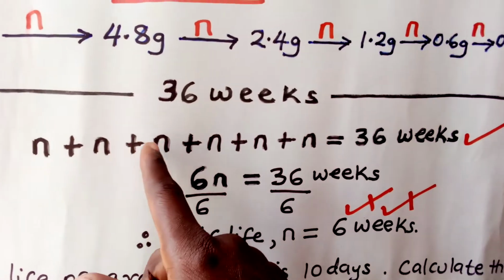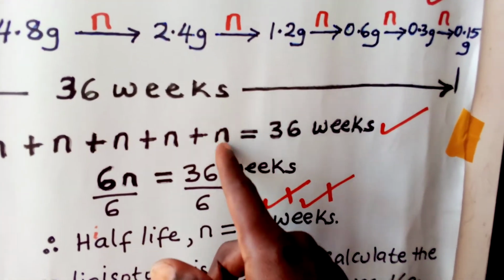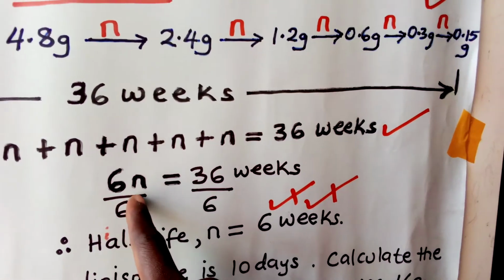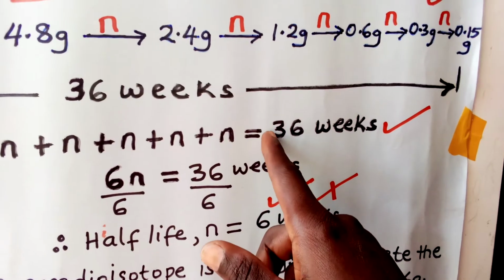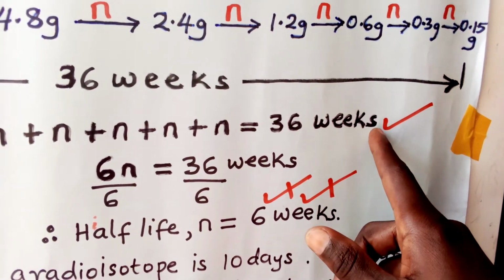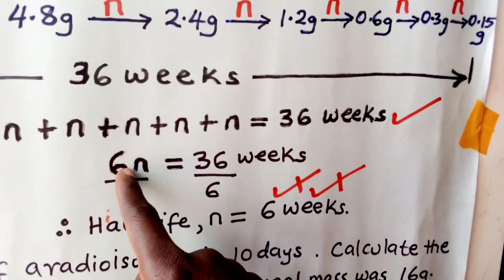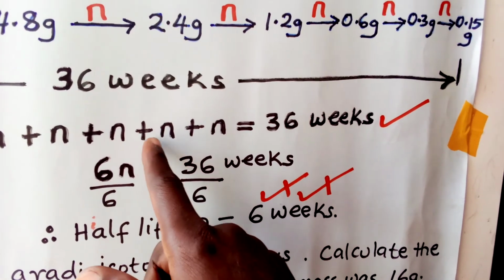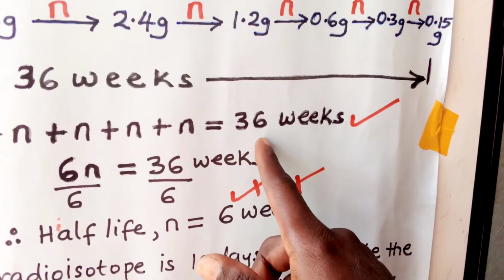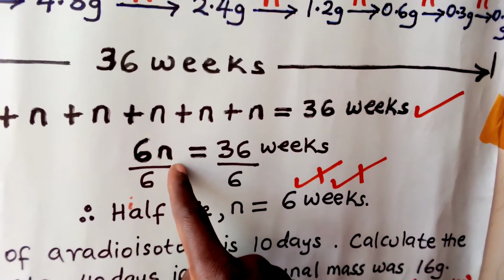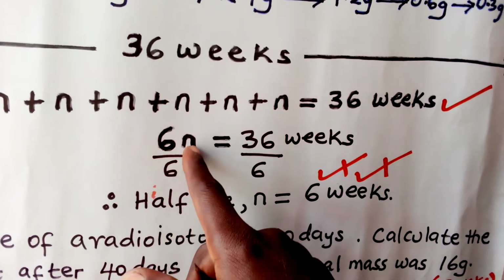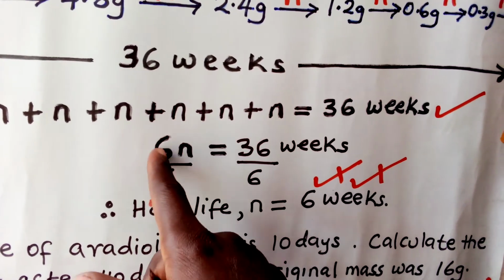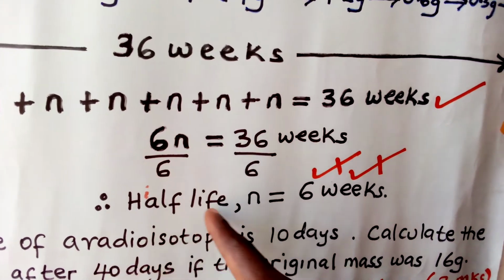So we shall add them. n plus n plus n plus n plus n plus n, 6 times, which is just the same as saying 6n, is equivalent to 36 weeks. So all this totals to 6n. So 6n is giving us a total of 36 weeks. What about 1n? So you divide both sides by 6 because you want to remain with the n alone. So 6 by 6, you get 1. 1 times n remains n.